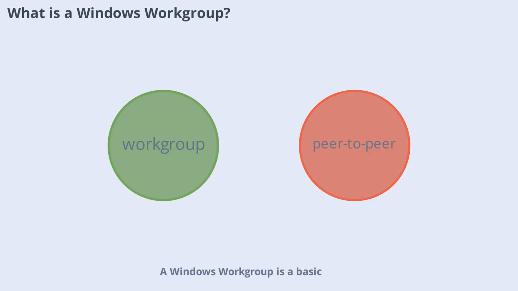Windows Workgroup is a basic peer-to-peer network setup ideal for small offices or home environments. In this system, each computer manages its own users, passwords, and security settings. There's no central server or domain controller. Every machine is equal. Users can share files and printers using local usernames and passwords. This simplicity makes workgroups easy to set up and maintain, but they're best suited for smaller networks where advanced security and centralized management aren't required.